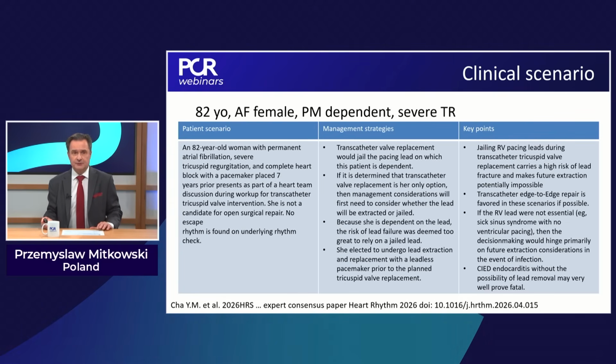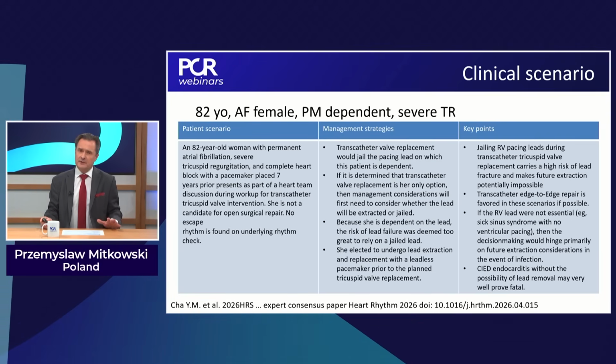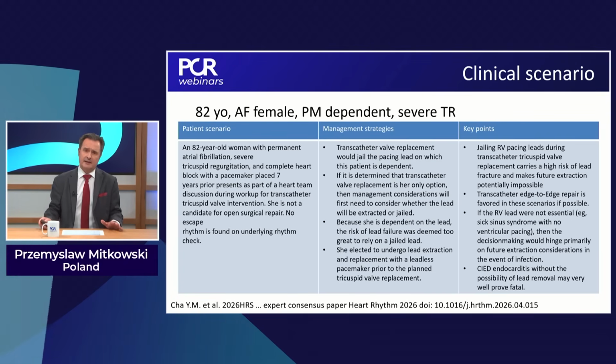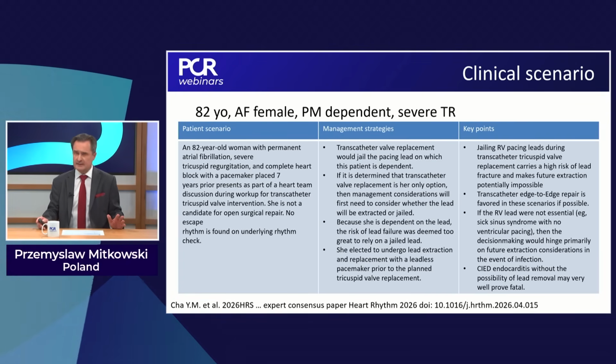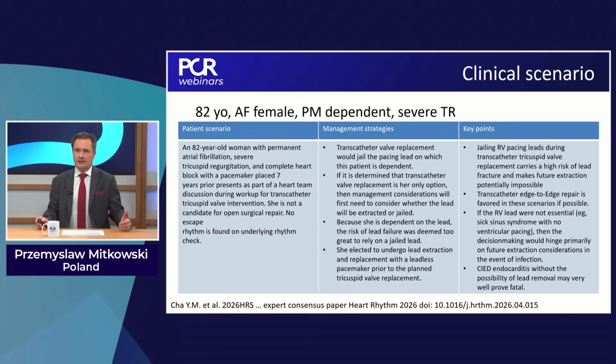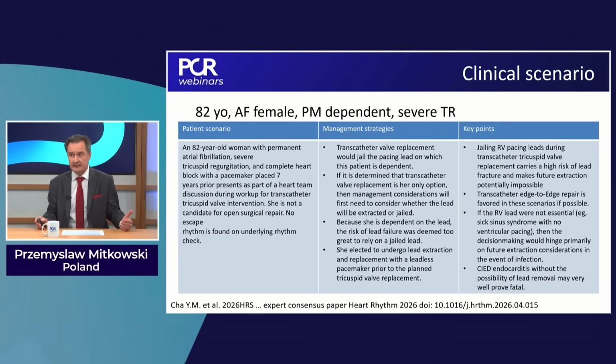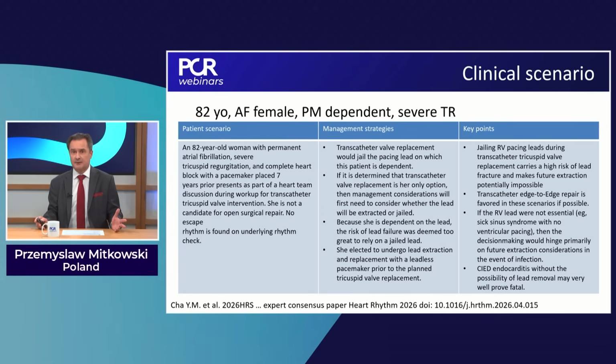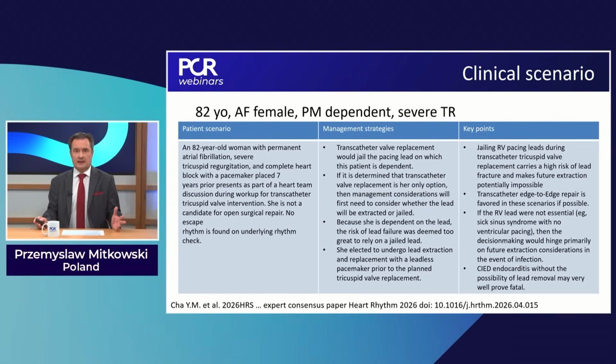So we have an 82-year-old woman. We will face this problem in greater numbers in the future, as longevity increases and the likelihood of having a pacemaker in octogenarians is quite high, and also tricuspid regurgitation. Unfortunately, because of numerous comorbidities, cardiac surgery is impossible or carries a high risk for the patient. So what are the management strategies? Transcatheter valve replacement, of course.